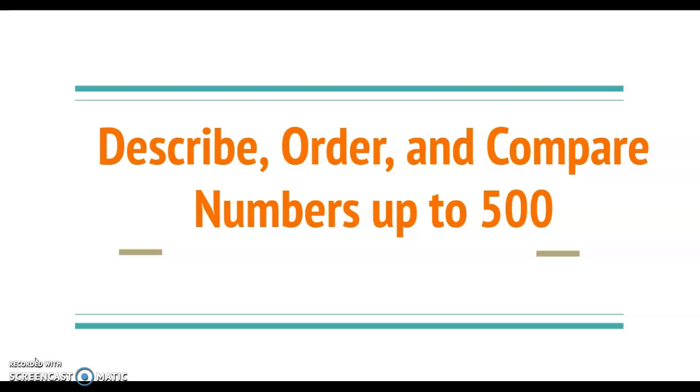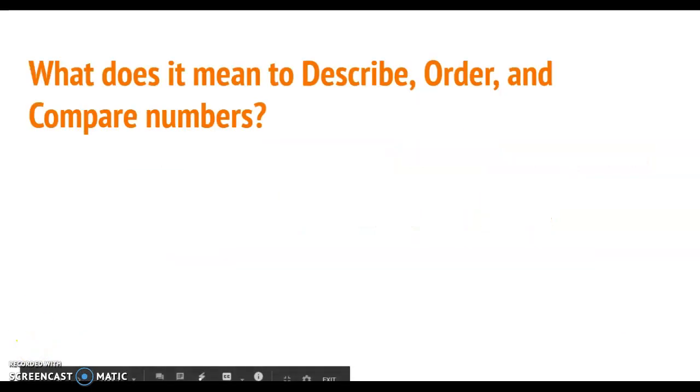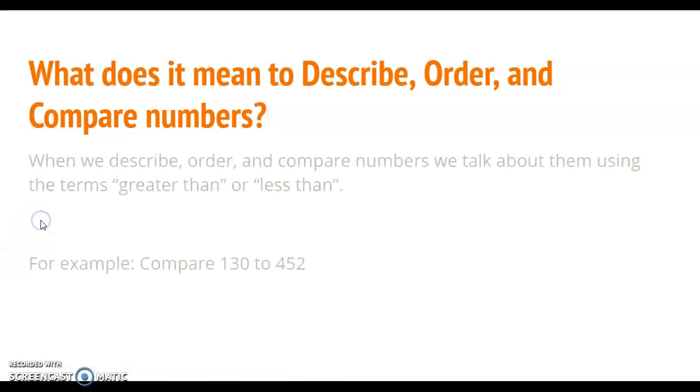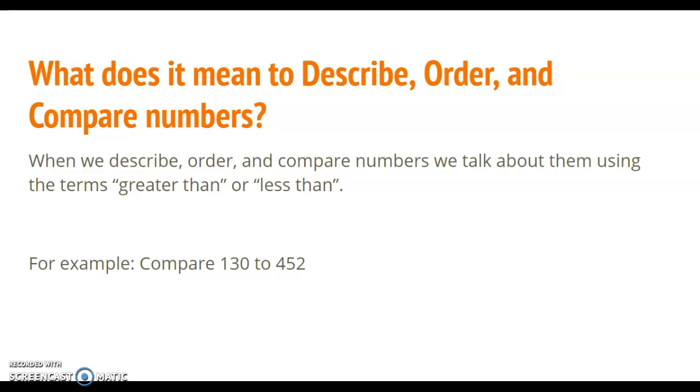In this lesson, we are going to be talking about describing, ordering, and comparing numbers up to 500. First, what does it mean to describe, order, and compare numbers? When we describe, order, and compare numbers, we talk about them using the terms greater than or less than.